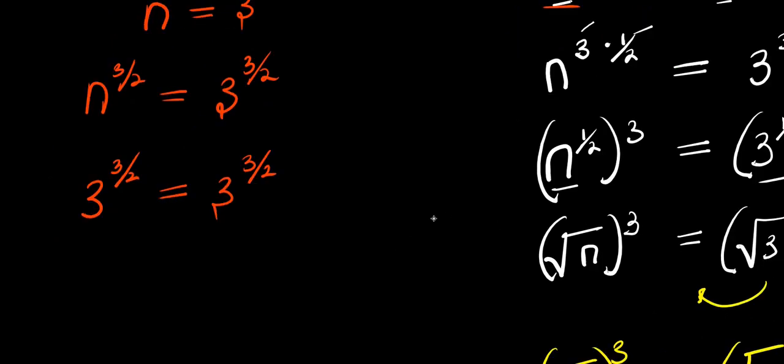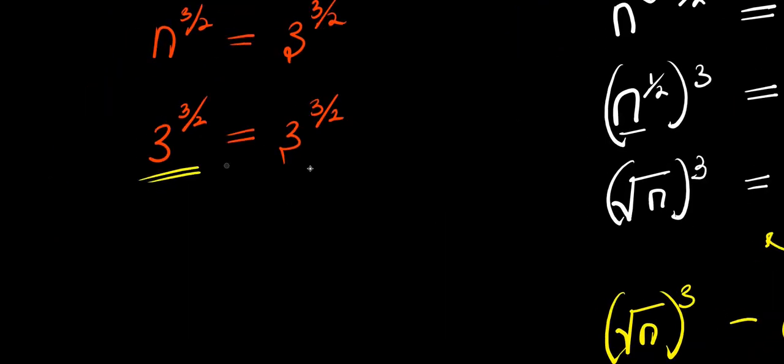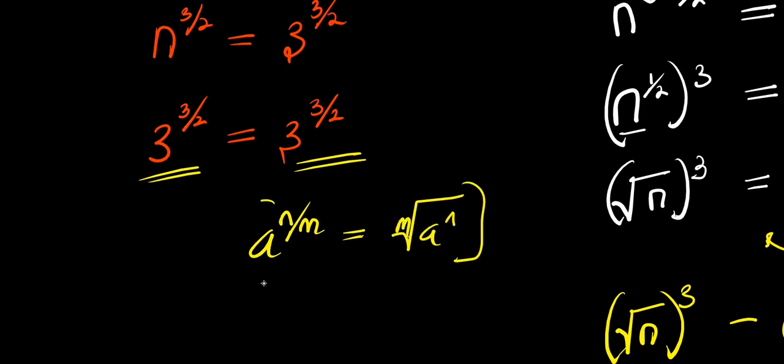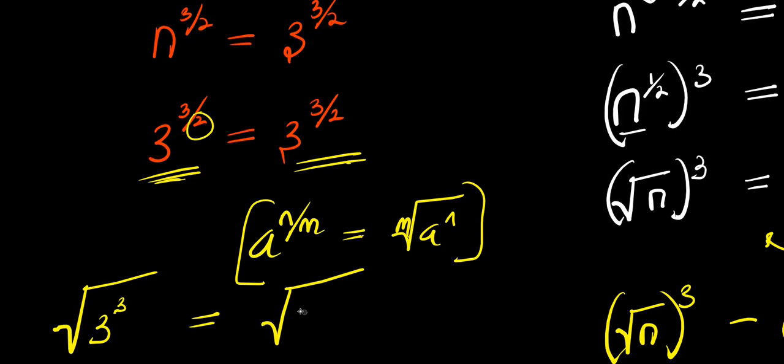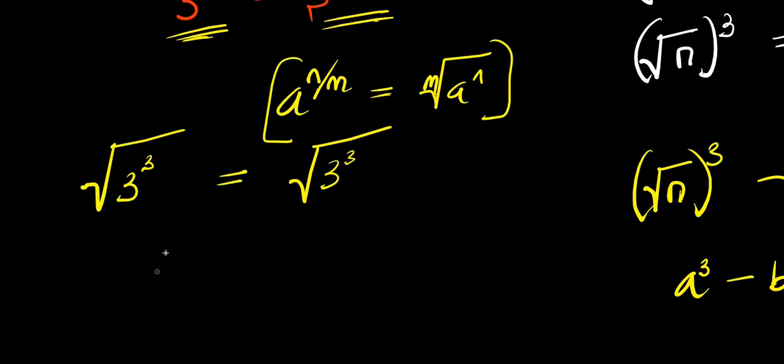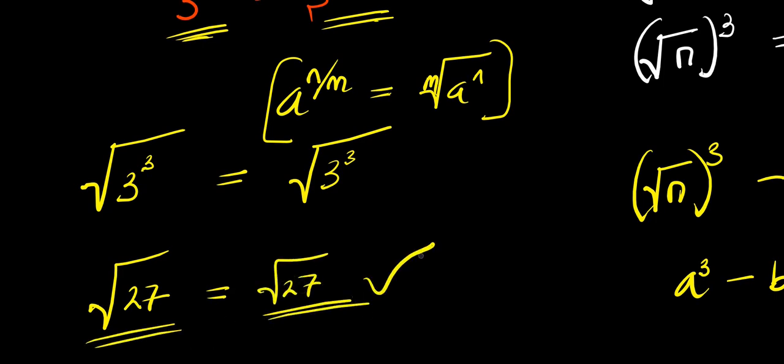Now, you can leave it here because this side and this side are the same, or you can simplify it further. You have a power n over m, which equals the m-th root of a to the power of n. So applying that here and here, you have the square root, because the square root represents the 2 here, of 3 power 3 equals the square root again of 3 power 3. And 3 power 3 is 27, so this simply means we have the square root of 27 equals the square root of 27. So both sides of this equation are now the same.